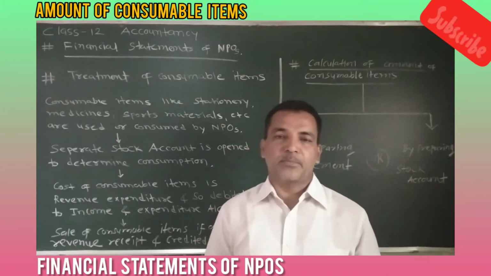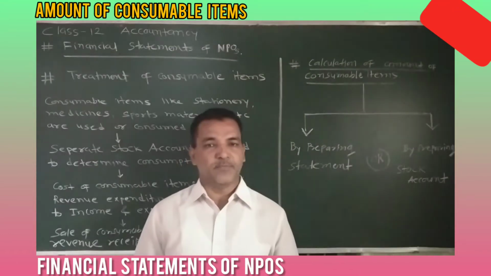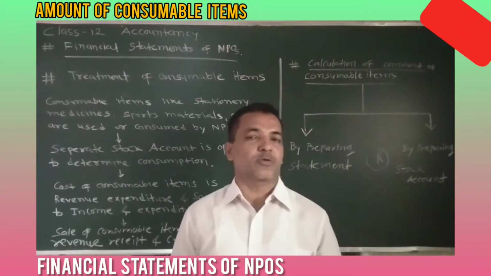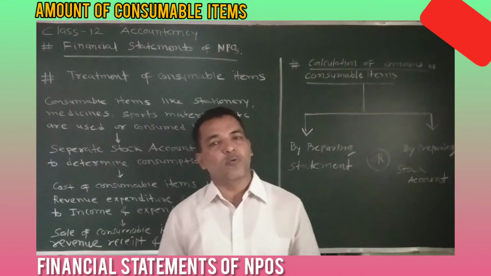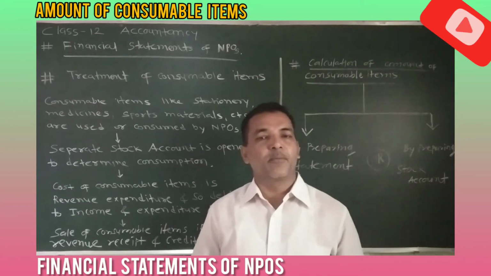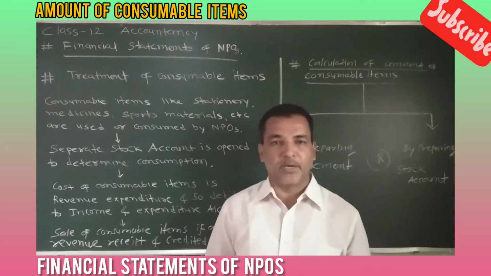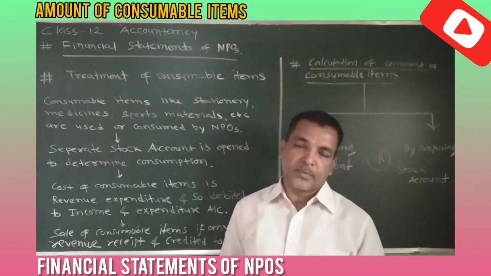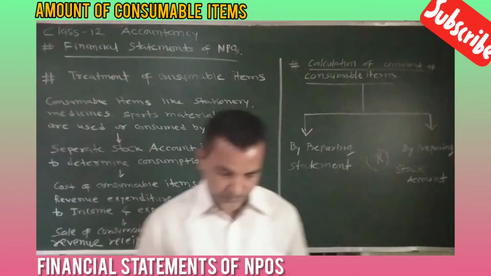So there are different types of consumable items which are used by not-for-profit organizations. We will learn in this session how to find the cost of consumable items, how to find the cost of stationery consumed, how to find the cost of sports material consumed, how to find medicines consumed, and how to give its accounting treatment. So all these things we are going to learn in this session. So let us see what consumable items are and how to deal with them.